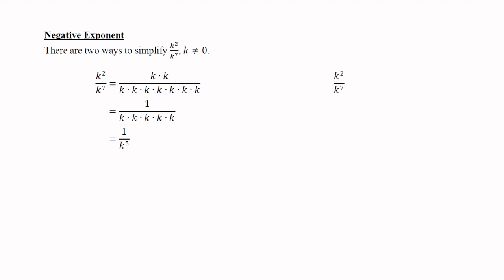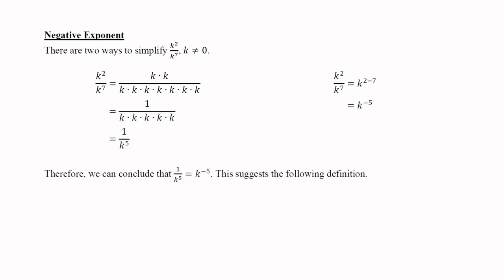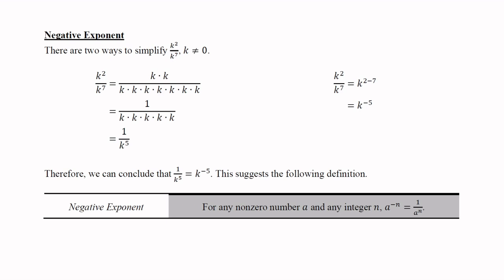Now let's take a look at it using the quotient rule. We can subtract our exponents, and we get k to the negative 5th, which is a negative exponent. Since we have k squared over k to the 7th equaling 1 over k to the 5th, and also equaling k to the negative 5, we can conclude that 1 over k to the 5th equals k to the negative 5. This suggests the following definition, which is that of the negative exponent. For any non-zero number a and any integer n, a to the negative n equals 1 over a to the n.